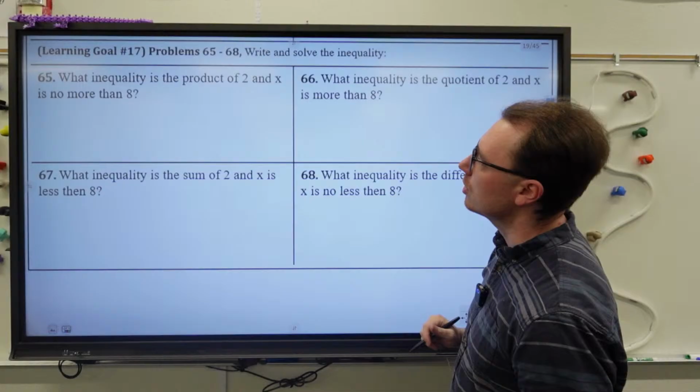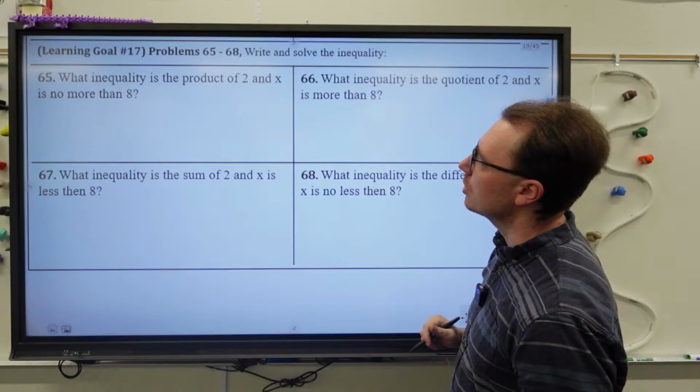Think about the money example in my pocket. I have no more than $10 in my pocket. And if you guessed that I had $10 in my pocket, you would be correct because it's not more than $10. To include that value of 8 here, we want to put this line underneath that inequality to say 2x is less than or equal to the value of 8.